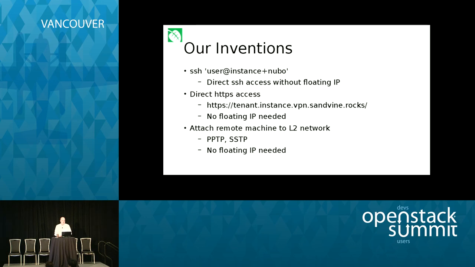And attaching the remote machine to the layer 2 network with PPTP or SSTP, that's also really worked well for us. It's not the same as VPN as a service in Neutron. That's something different. I needed to be able to pin it to a specific layer 2 network, not generically have a VPN. That's why I wasn't able to use that. And again, no floating IP.